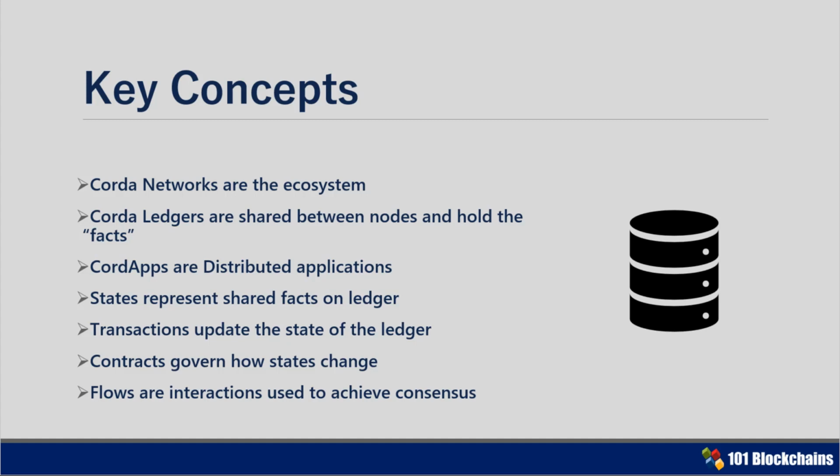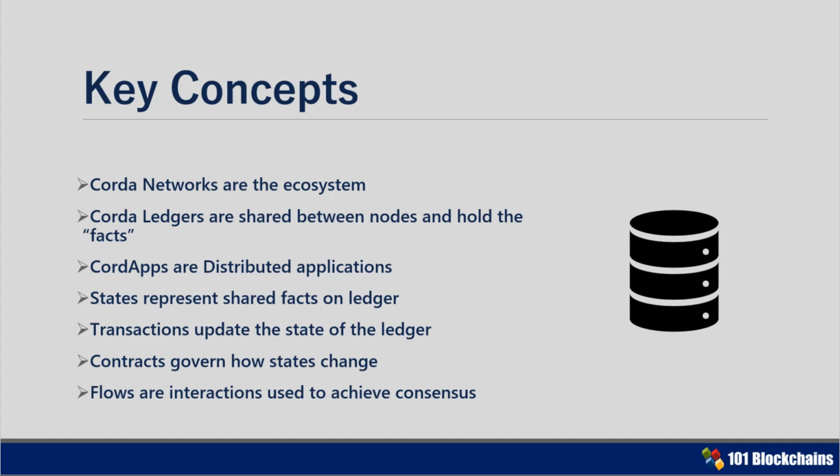Transactions. Now, transactions do what? They update the state of the ledger. Remember, states represent shared facts on the ledger. So when we update the state of the ledger, what are we doing? We're changing the shared facts. Remember, shared facts are what? These are changes made that can be viewed by either one node or multiple nodes in the Corda network.